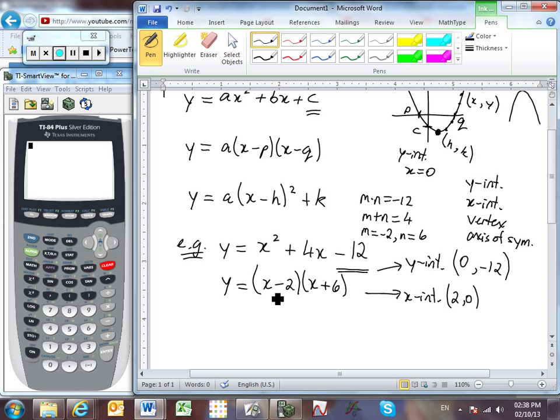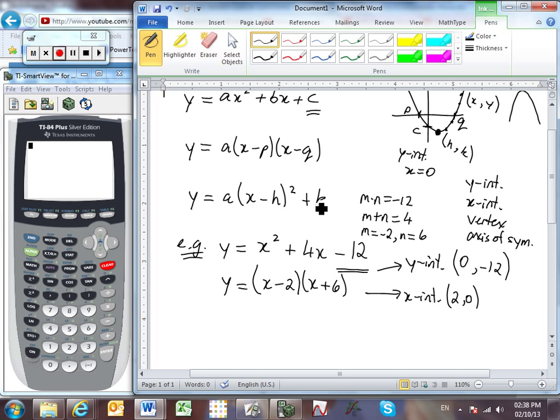transformations, that we always take the opposite of what you would expect from inside the parentheses, the thing that's grouped with the x. And we'll see that a little bit later on with the vertex, where we'll take the opposite of the negative h, and our vertex will actually be at a positive h, but then the y shift we won't change at all. It will remain as a positive k.